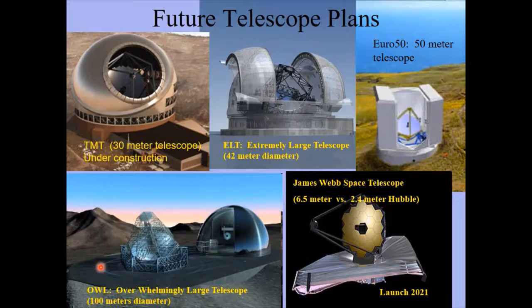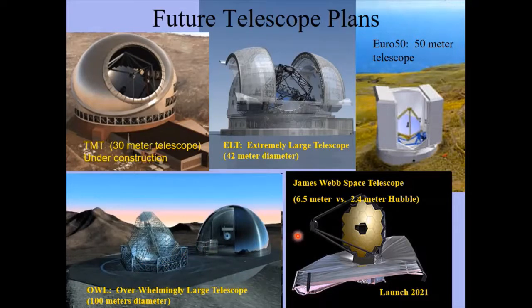And one of my favorites, the OWL, which stands for Overwhelmingly Large Telescope. So here, this is just in the planning stage. They're not even sure how or if they can build this thing. But the plan is to have a 100-meter diameter mirror. And this mirror has to be kept to a precision of a millionth of an inch. And so the technology to build and operate something like this is really beyond what we have right now. But hopefully in our lifetimes we'll see the construction of something like this.